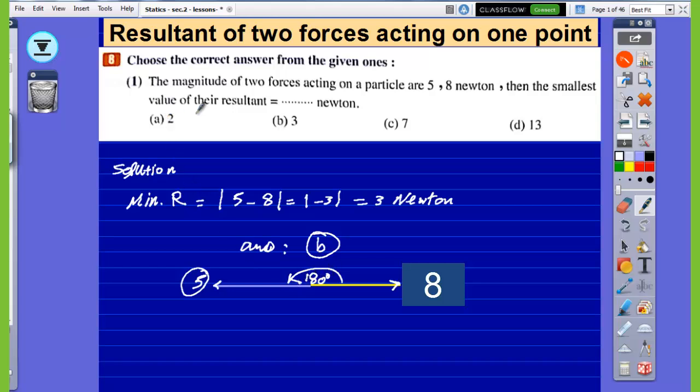So the magnitude of two forces acting on a particle are 5 and 8 Newton. Then the smallest value of the resultant equals 3, and the measure of the angle between them will be 180 degrees. Next question.